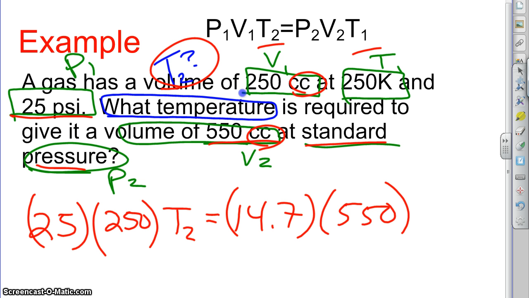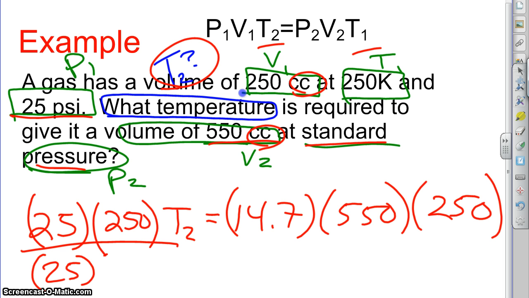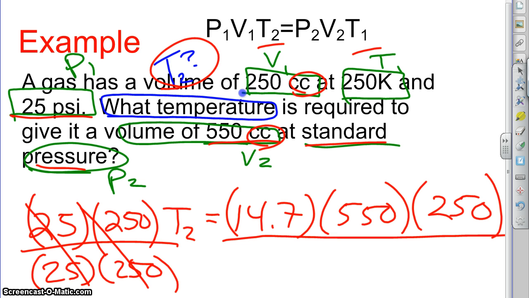T1, temperature at the beginning, was 250 K. Temperature has to be in Kelvin, and it is, so we don't have to change that. That was convenient. So now I'm going to solve that by getting the T2 by itself. What I want to do is divide out. I'll show you the fastest way to do this. I wouldn't multiply any of these. We're going to divide those out by dividing by 25 and dividing by 250, and then divide by 25 and divide by 250 on the other side.